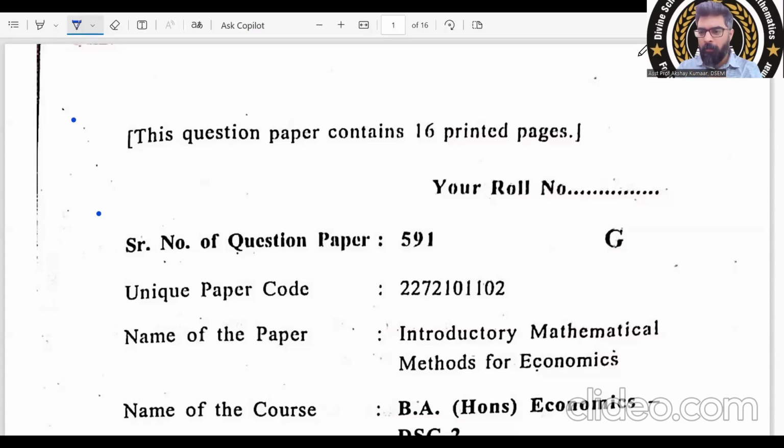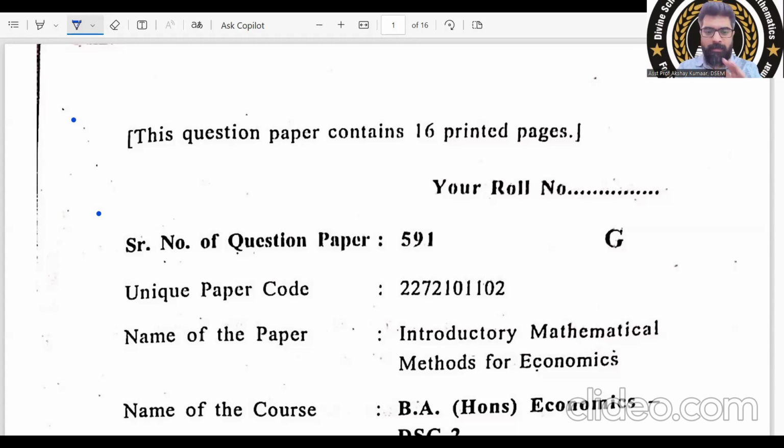Okay, I hope I'm audible to all my students who are attending this particular lecture for the Introductory Mathematical Methods for Economics course. In this lecture, I intend to start with the discussion of the 2023 question paper which has come up at University of Delhi for the Introductory Mathematical Methods for Economics for all those students who are pursuing BA Honors Economics from University of Delhi.